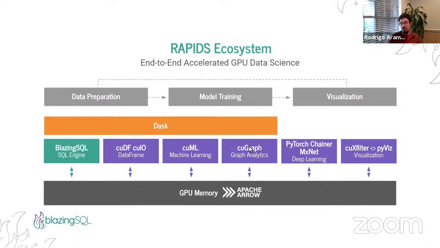cuGraph is for anyone who's interested in graph analytics. So if you're familiar with NetworkX, same exact idea. Pandas on GPUs, scikit-learn on GPUs, NetworkX on GPUs. So you can do really accelerated graph analytics. And there's plugins with all sorts of different deep learning frameworks as well as visualization libraries.